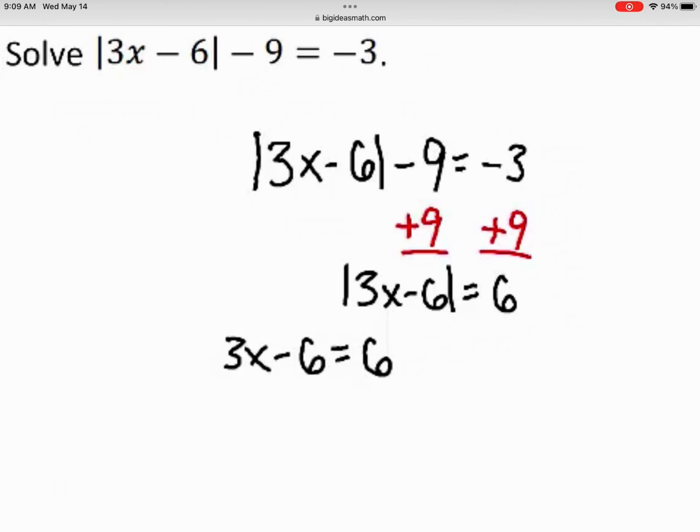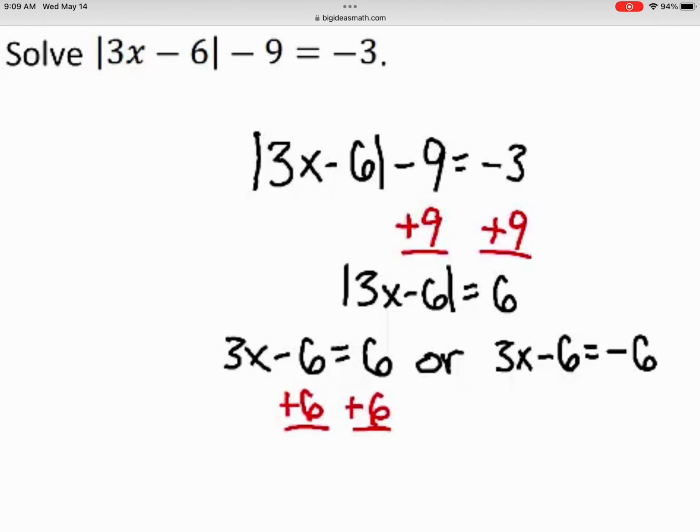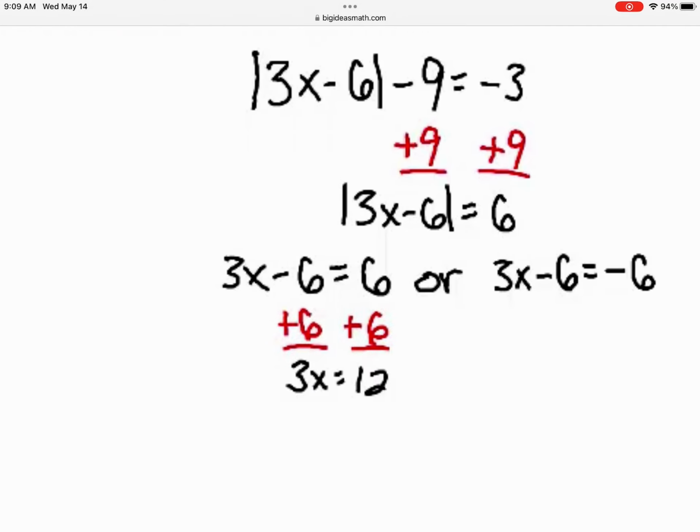3x minus 6 equals 6, or 3x minus 6 equals negative 6. To solve 3x minus 6 equals 6 for x, first add 6 to each side, giving you 3x equals 12. Then divide each side by 3, leaving you with x equals 4.